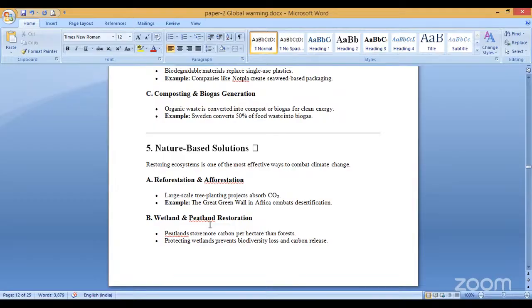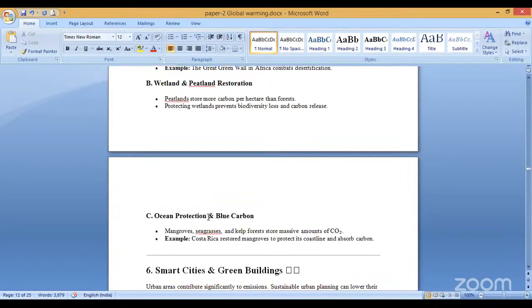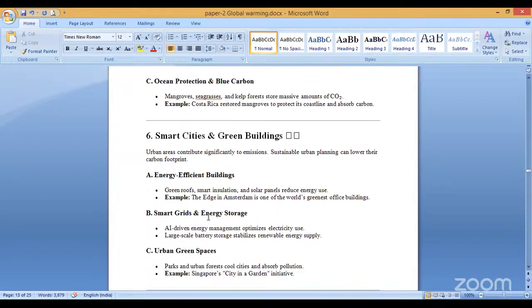Wetland and peatland restoration. Peatlands store more carbon per hectare than forests. Protecting wetlands prevents biodiversity loss and carbon release as well. Then the next one is ocean protection and blue carbon. Mangroves, seagrasses and kelp forests store a massive amount of carbon dioxide. For example, Costa Rica restored its mangroves to protect its coastline and absorb carbon.